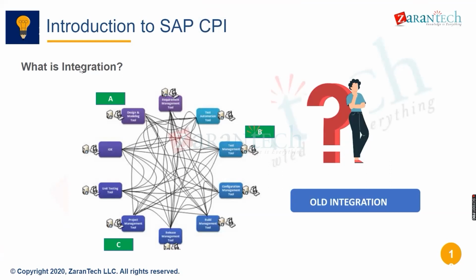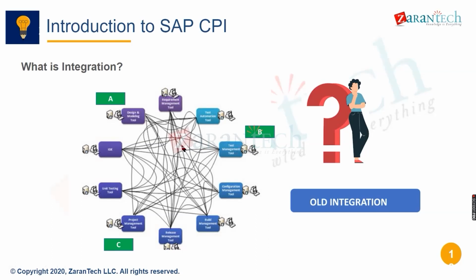Now, what is an integration? I have multiple systems in my landscape: system A, system B, system C. Anyone can say how system A is connected to system C, or system A to system B to system C. It's very fishy, because there is a lot of integration happening. It's an old integration. How can you send some data to system B while system A connects with some system Z or something? This is the old architecture.